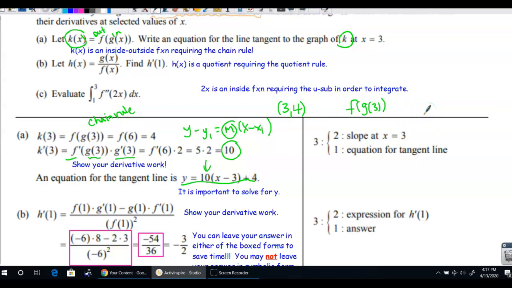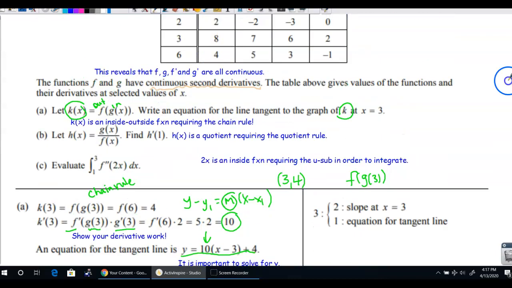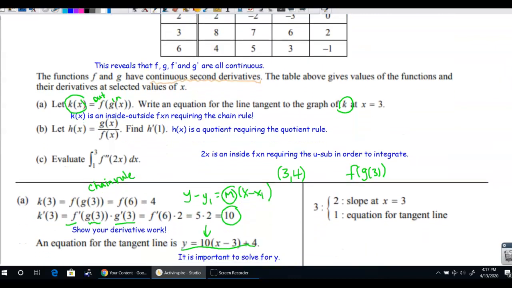All right, moving on to letter B. Again, this one is one that you really can get a lot of points on. It's really not that hard. Just be careful of grabbing the right numbers out of the table. In letter B, h of x is comprised of a quotient. So we're going to need the quotient rule. Down d up minus up d down over down down. And we just want to generate the derivative at 1.